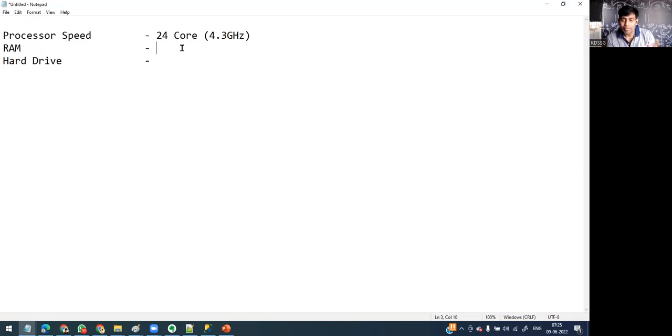Depends. As I said, for 32-bit systems, RAM is 4 GB, not more than 4 GB. For 64-bit systems, RAM is 7 to 8 TB. Just now I told you. Maximum RAM, I'm saying, practically. 7 to 8 TB.